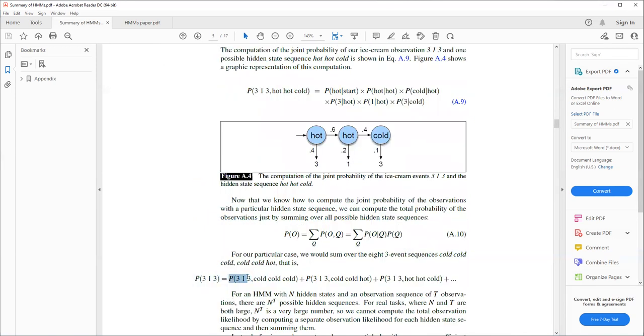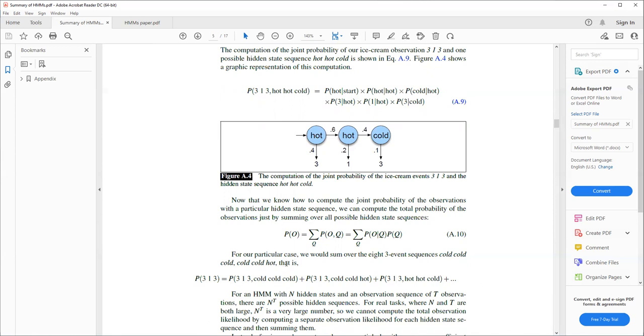So the probability of 313 from cold, and to compute this, as I've already told you, this is the probability of 3 given cold, probability of 1 given cold, and probability of 3 given cold. You multiply them, and then multiply them with the probability of starting in cold, and then going from cold to cold, and going from cold to cold. So all of these things are just to compute one probability. Similarly, compute the second probability, similarly compute the third, and compute 8 different probabilities and sum them up.